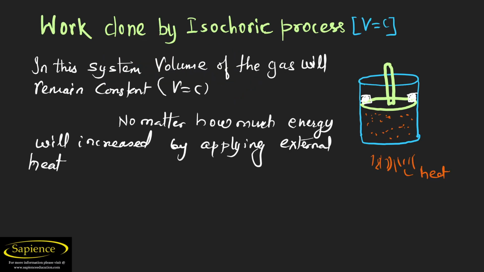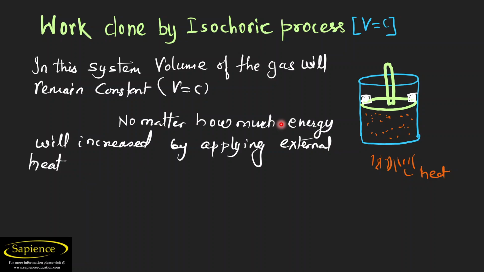Now let us discuss the work done in the isochoric process. In an isochoric process, volume will remain constant. In the system, the volume of the gas will remain constant. Why? Because we have fixed this piston. So however much heat you apply, it won't be able to move out. No matter how much the energy increases by applying external heat, volume will remain constant.